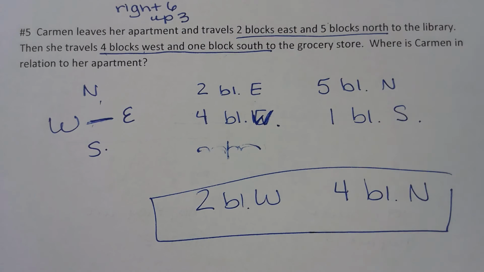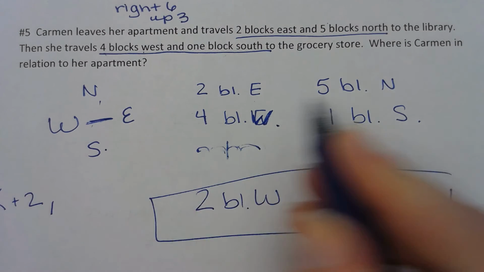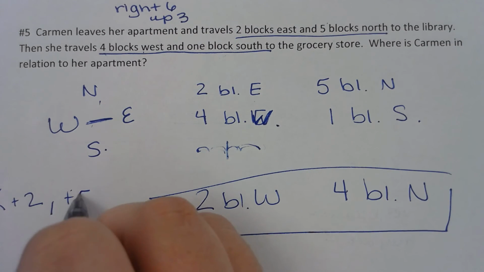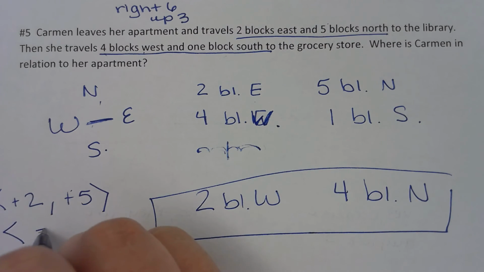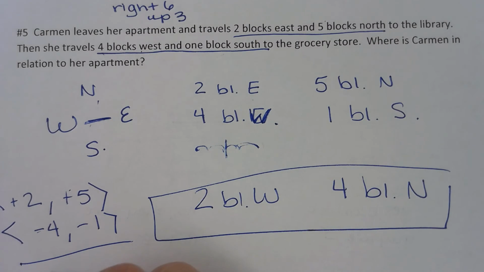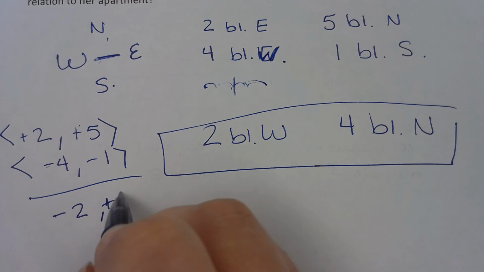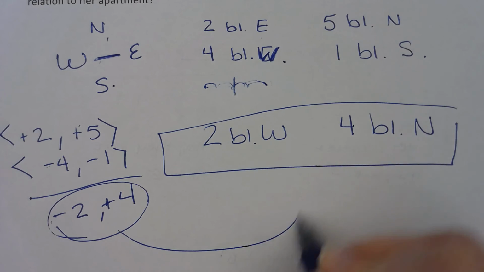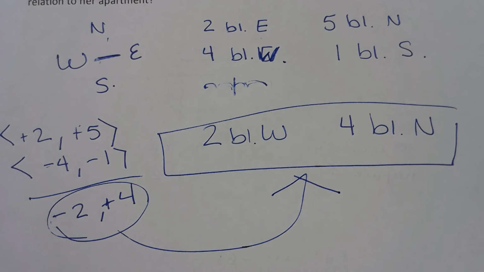There's different ways to solve this. You can draw a graph, you can draw a picture. I had some people drawing vectors. So the first one is 2 east is positive 2, 5 north is positive 5, and then 4 blocks west is negative 4, 1 block south is negative 1, and then just adding. But that will give you the same result here. Okay, and some people really like that because it's much more visual.